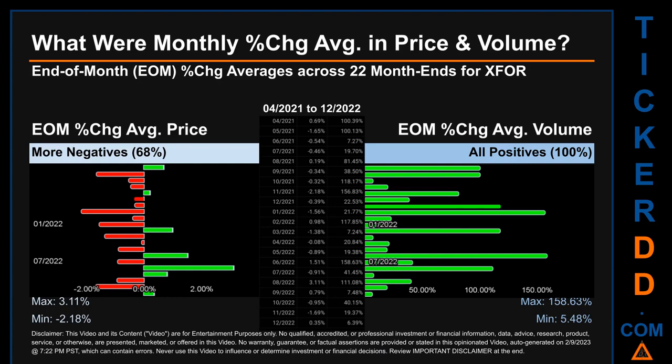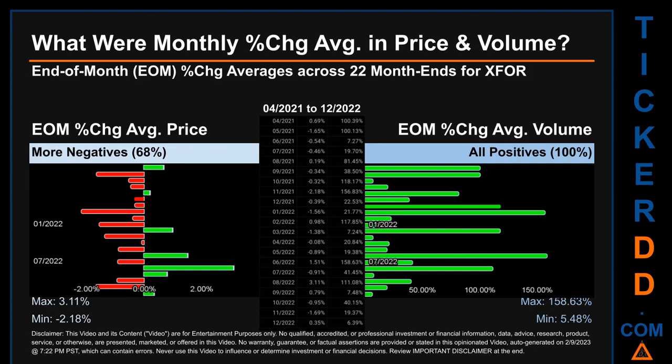From 04/2021 to 12/2020, out of 22 month ends, 15 had a negative percentage change in average price, meaning 68% of month ends saw a negative percentage change in average price. In terms of volume, 22 out of 22 month ends had a positive percentage change. That is 100% of month ends saw a positive percentage change in average volume.